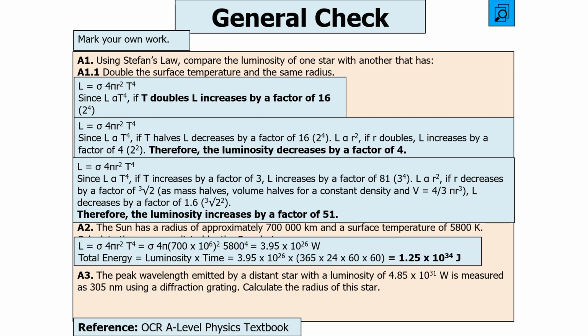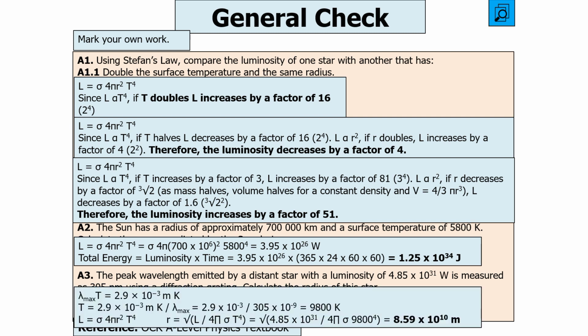This next one, we're going to use Stefan's law again. Brightness is equal to sigma A T to the 4, where A is 4 pi r squared. You pop in all the values, you work it through, and you get 3.95 times 10 to the 26 watts, because the luminosity, the brightness, is the power. Power is equal to energy over time. So energy is power times time, or luminosity times time. So we multiply the luminosity value by the time in 1 year. We work out the number of seconds in the year to do that. So we get 1.25 times 10 to the 34 joules.